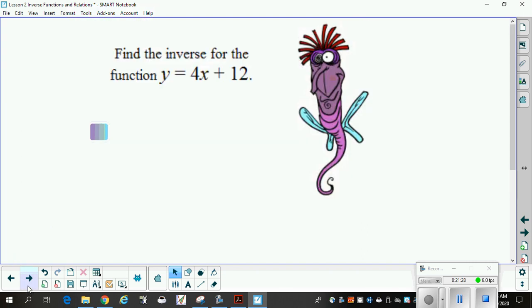Now, find the inverse for the function y equals 4x plus 12. Pause the video, work it out, and then start the video again.